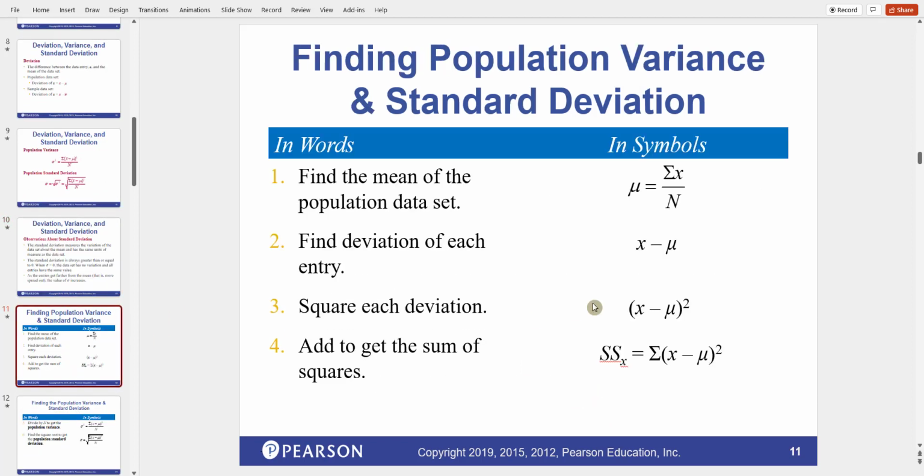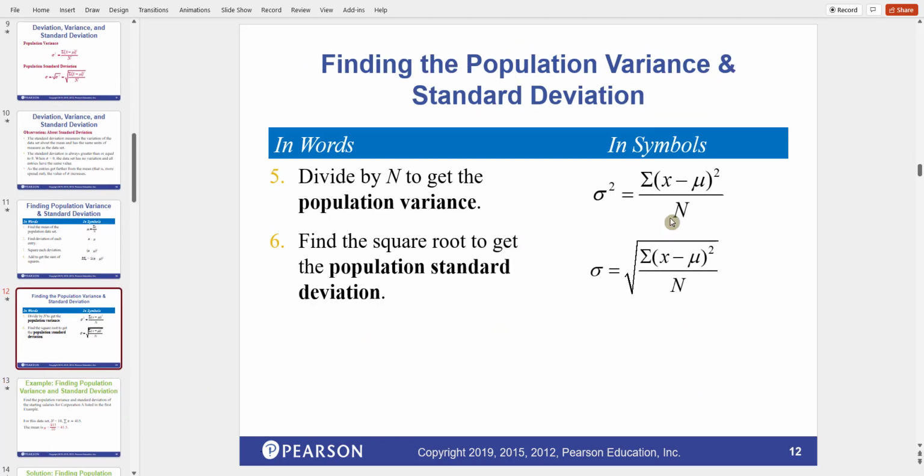So these are the steps to finding the population variance and standard deviation. The first thing you're going to do is calculate the mean. Next, you're going to subtract the mean from each one of your data values. After that, you're going to square each one of those answers, and then add all those up. Then you're going to divide by n. That will give you your population variance. When you take the square root, that will give you your population standard deviation.